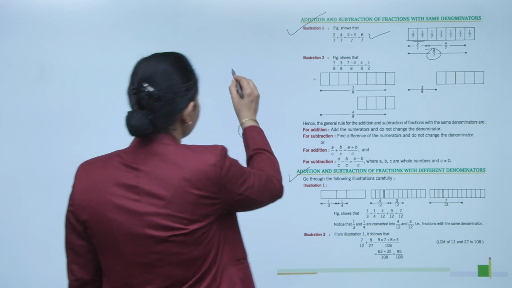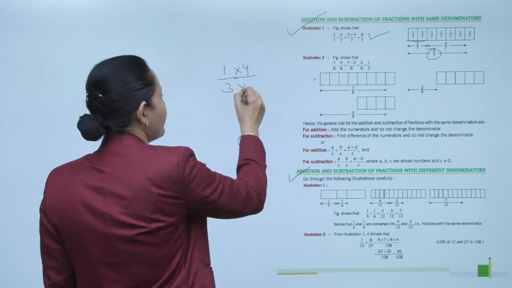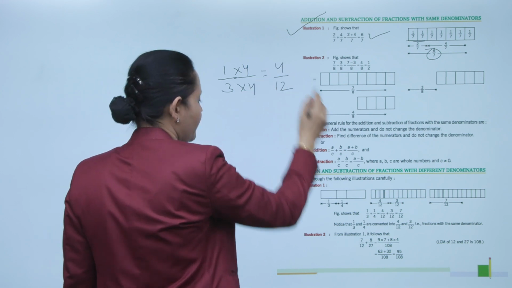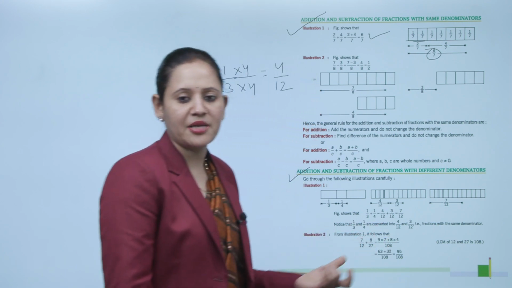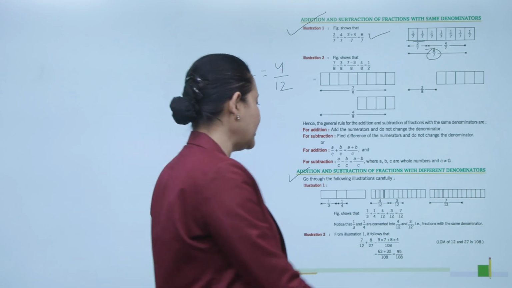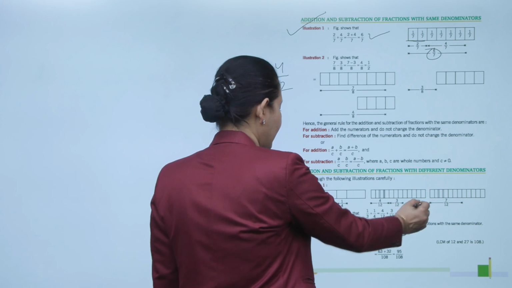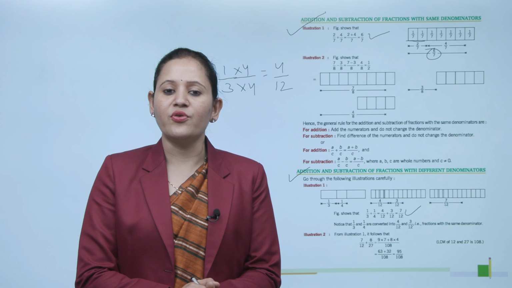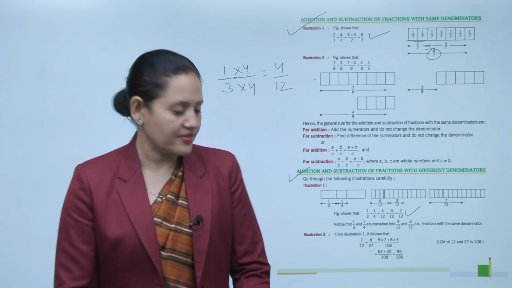So 1 by 3, we have multiplied both numerator and denominator by 4. So we'll get 4 by 12. 1 by 4, so what we have done? We have multiplied both numerator and denominator by 3, so we'll get 3 by 12. Now we add them together, that is equal to 7 by 12. Clear? Notice that 1 by 3 and 1 by 4 are converted to 4 by 12 and 3 upon 12, the fractions with the same denominator.